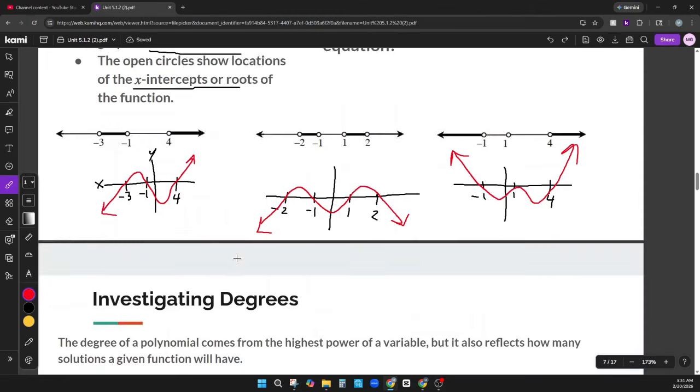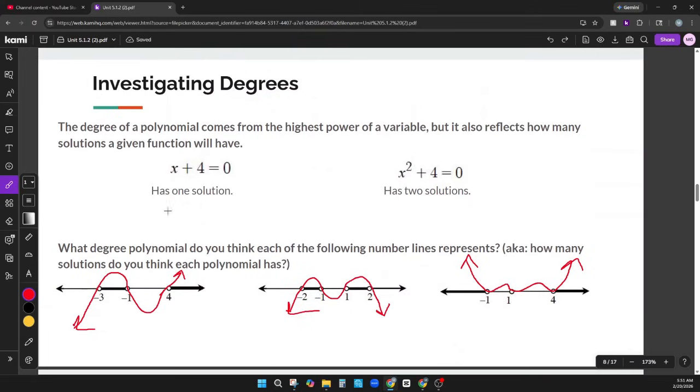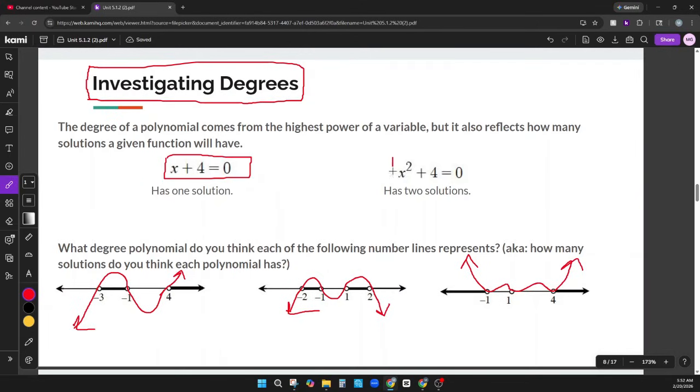And if we're confident, then let's go ahead and go to the next portion where it goes into now investigating degrees, which means that we're going to be looking at our solution types and what that might imply about our function. So it says the degree of a polynomial comes from the highest power of the given variable. That means that if we have x plus 4, that's going to be degree 1. If we have x squared plus 4, that's going to be degree 2. The difference is in the power of our function.